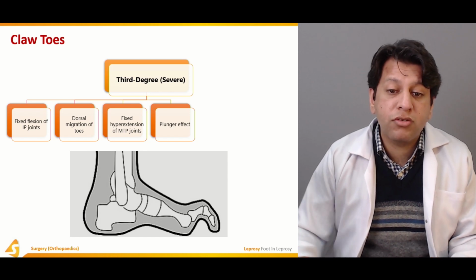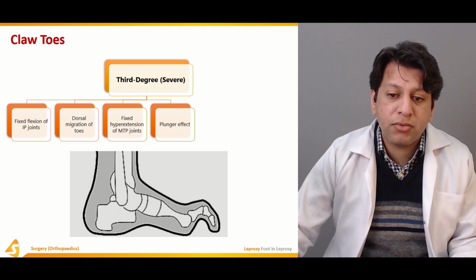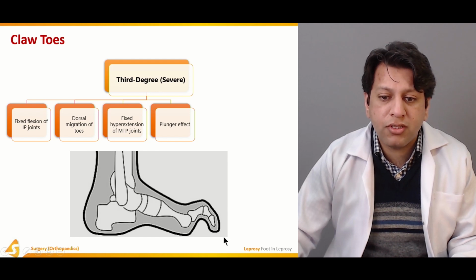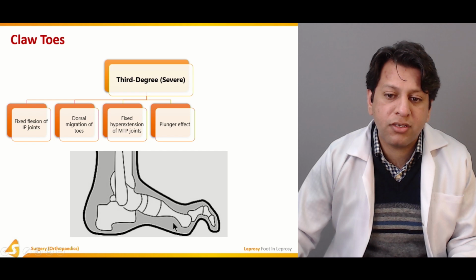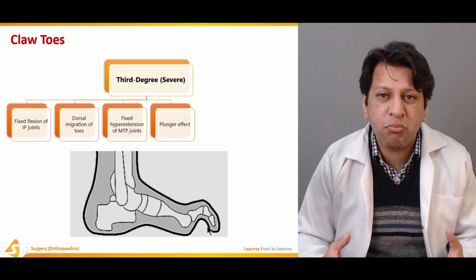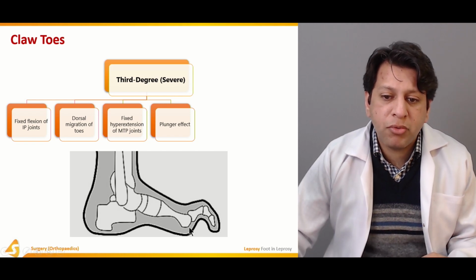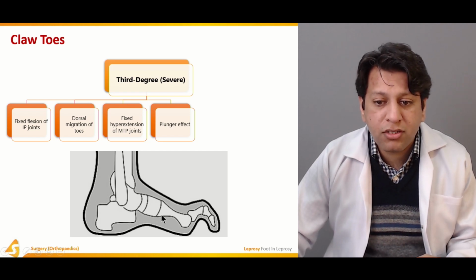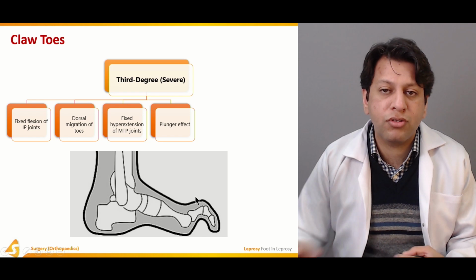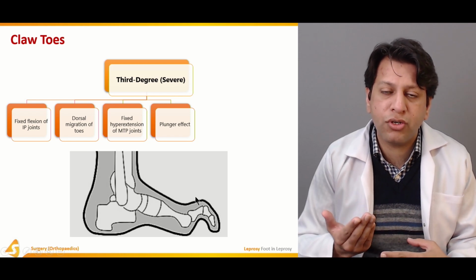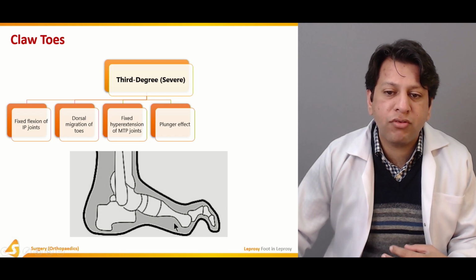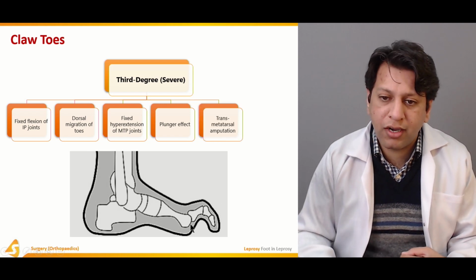The problem is that the weight is getting transported in this direction and the toes are in this direction. This results in a plunger effect: as the patient tries to move and goes into the push-off phase, this metatarsal goes ahead while the toes go dorsally, leading to increased stretching of the capsules in the metatarsophalangeal joint. This is what is called the plunger effect.